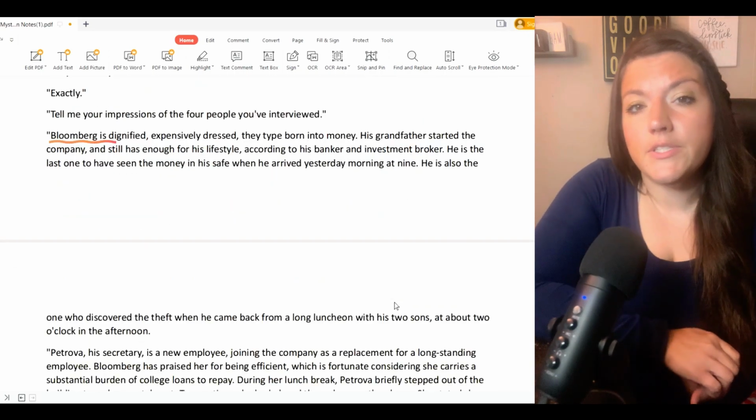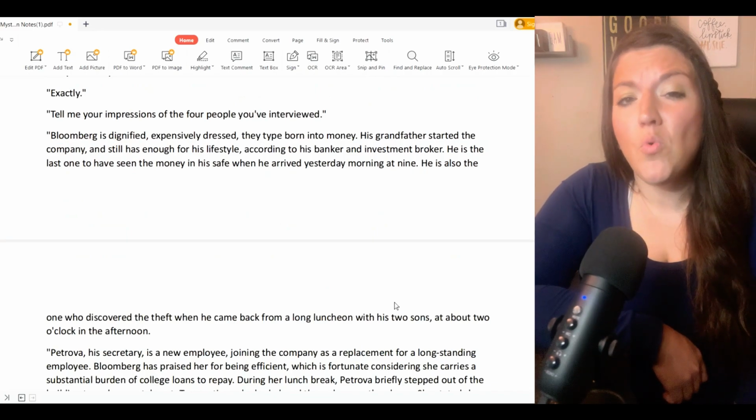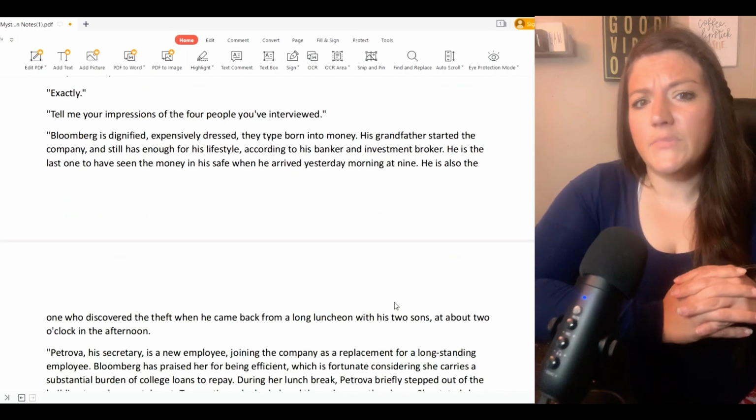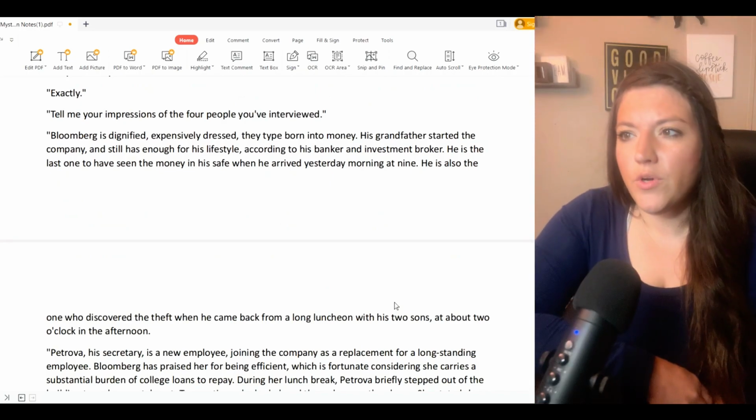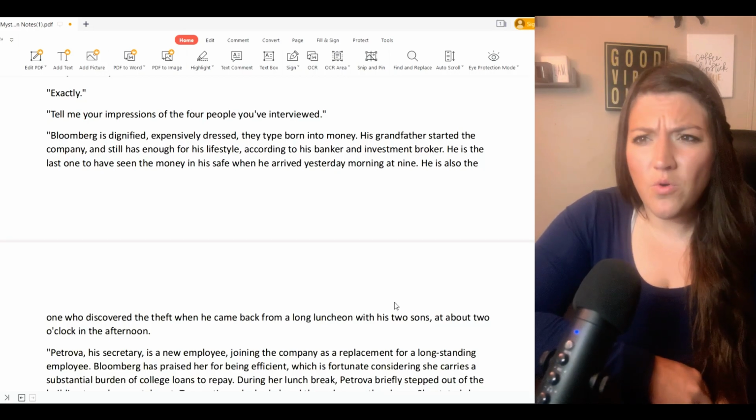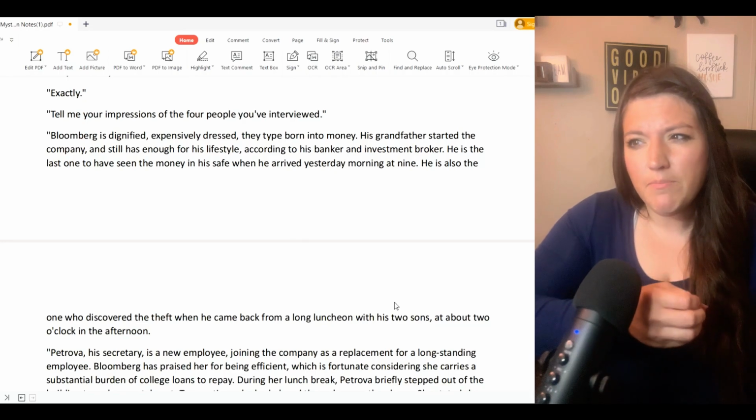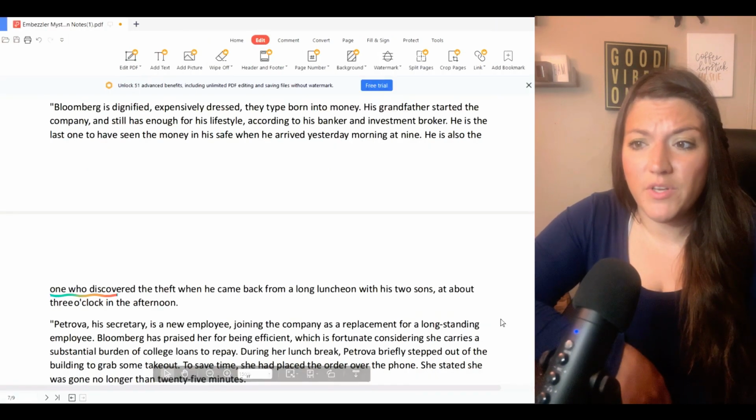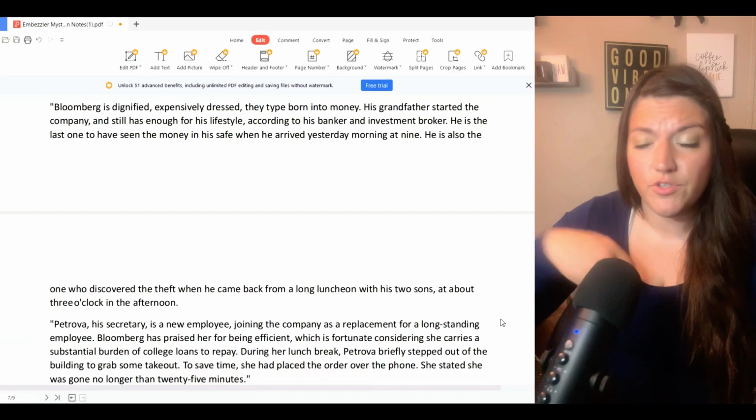Well, Bloomberg is dignified, expensively dressed, the type born into money. His grandfather started the company and he still has enough for his lifestyle, according to his banker and investment broker. He's the last one to have seen the money in the safe when he arrived yesterday morning at 9. He is also the one who discovered the theft when he came back from a long luncheon with his 2 sons at about 3 o'clock in the afternoon.